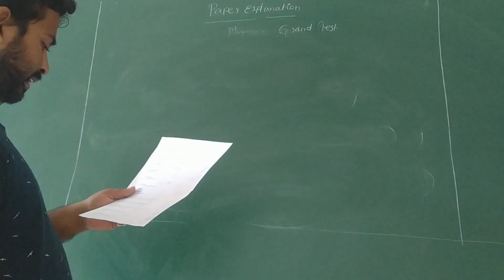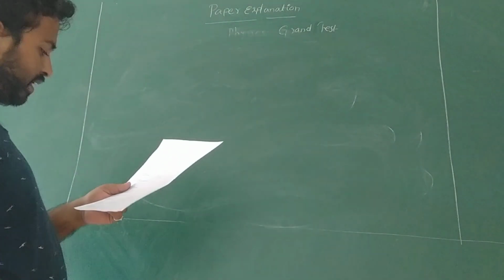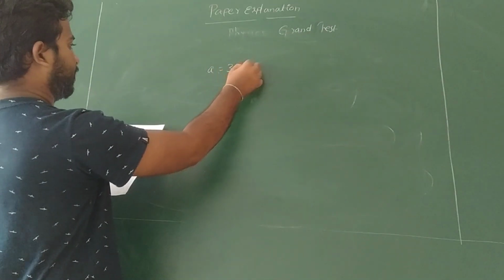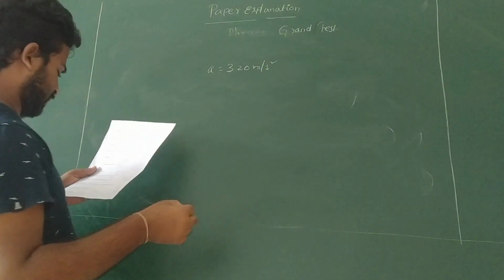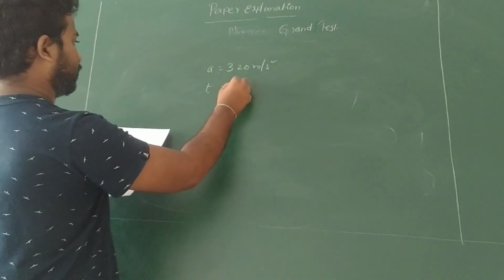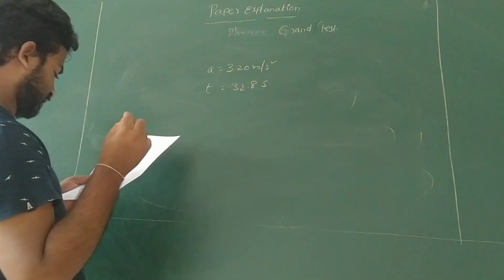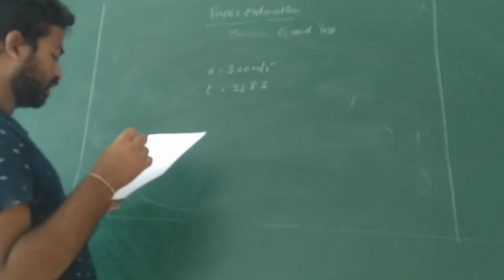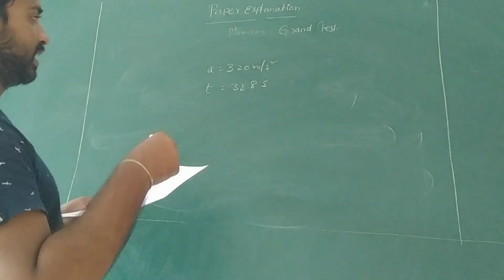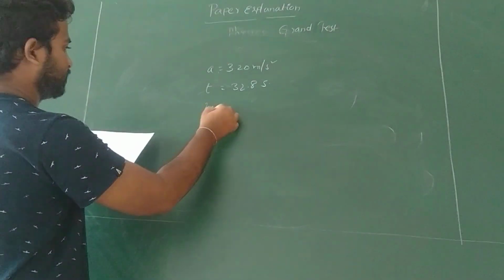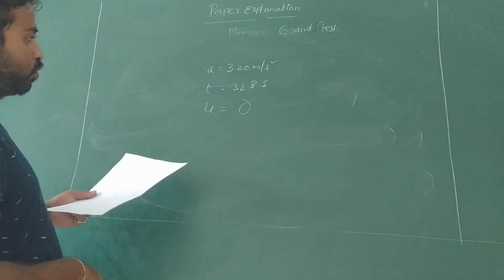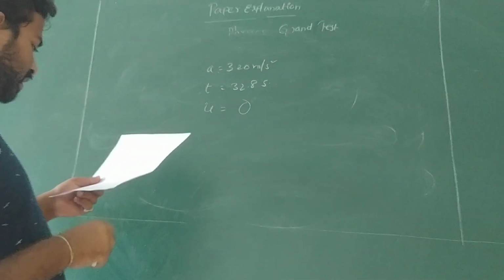10th question: an aeroplane accelerates down a runway at 3.20 meter per second square, a equal to 3.2 meter per second square, for 32.8 seconds, time equal to 32.8 seconds, until it finally lifts off the ground. Finally lifts off the ground means it is starting. Whenever the aeroplane is starting, there is no initial velocity, so we consider u equal to 0. Then determine the distance traveled before takeoff. How much distance did the aeroplane cover before takeoff?